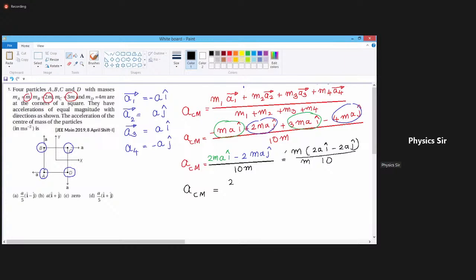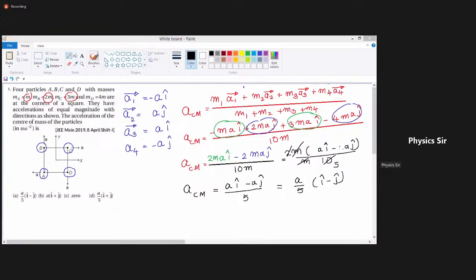2 also I can take common. So let me take a 2 common. If I'm taking a 2 common, then this will be 2 by 10. What is 2 by 10? This 2 by 10 is 5. So m gets cancelled. So this will be A i cap minus A j cap divided by 5, or I can say A by 5 (i cap minus j cap).